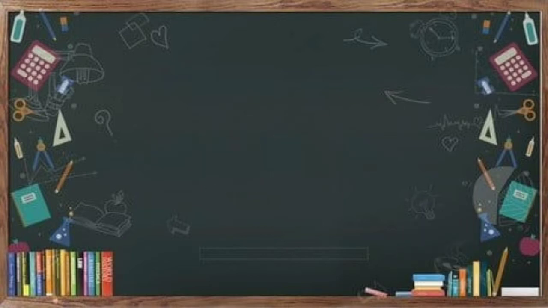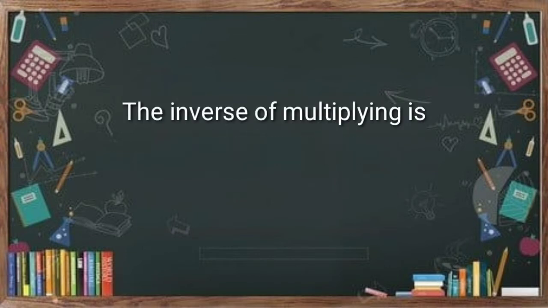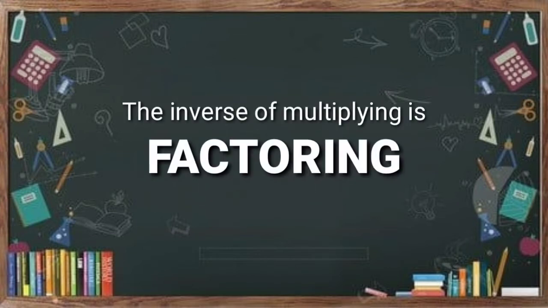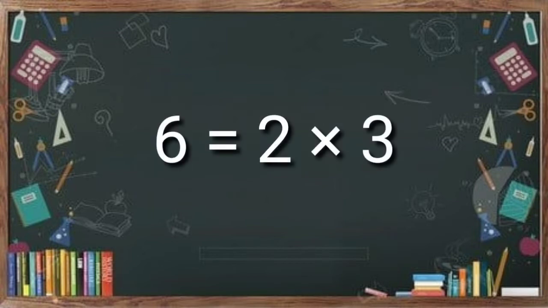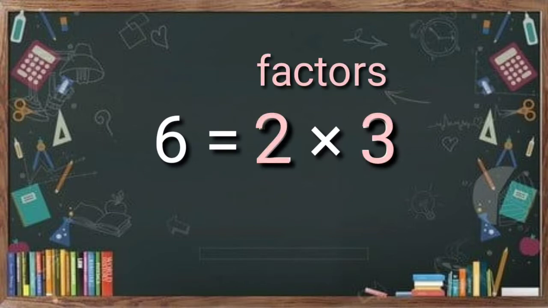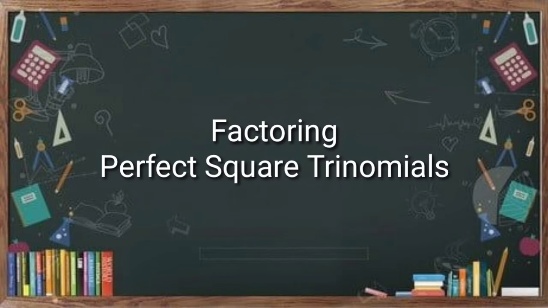Today everyone, I'm going to discuss factoring. The inverse of multiplying is factoring. So in multiplication, you find the product of the given factors, while in factoring, you find the factors of the given product. Okay, so now let's talk about factoring perfect square trinomials.